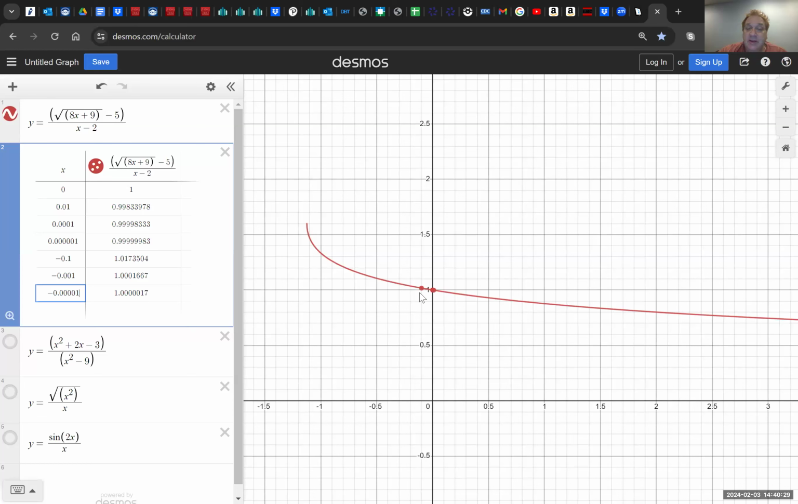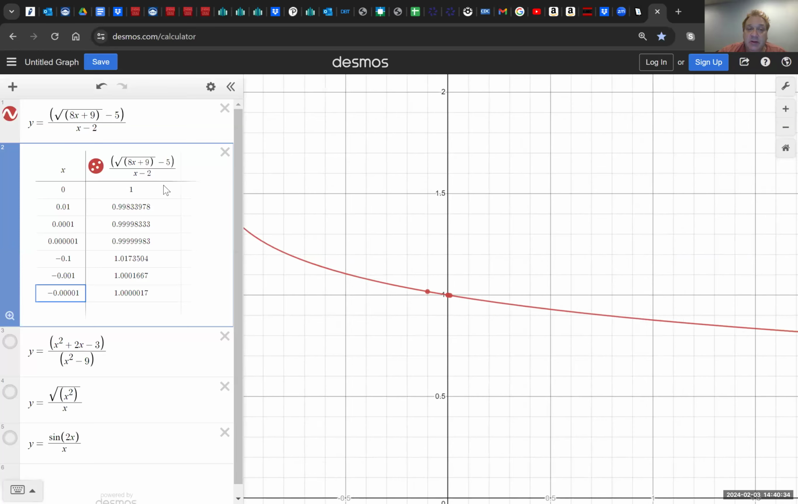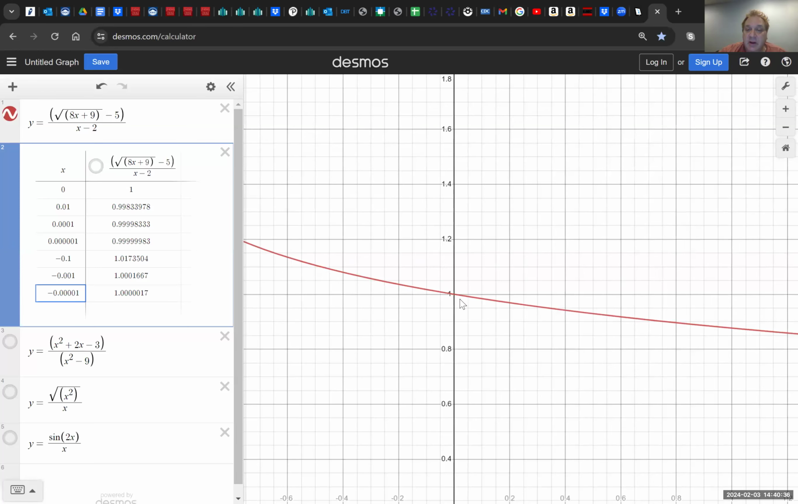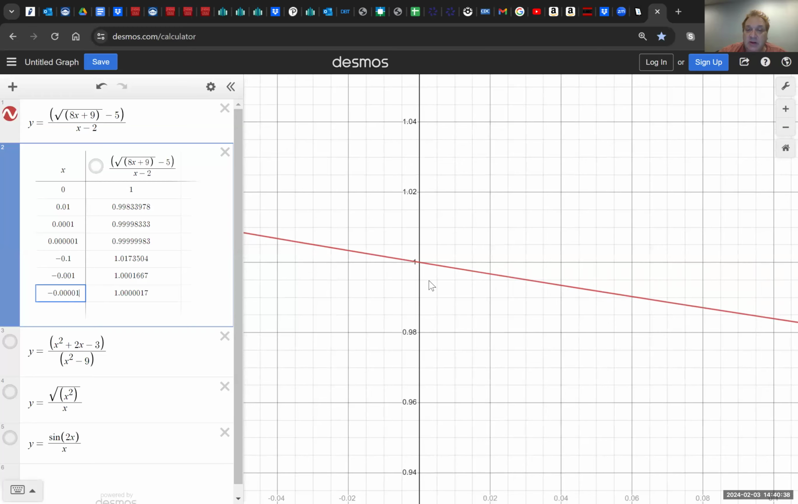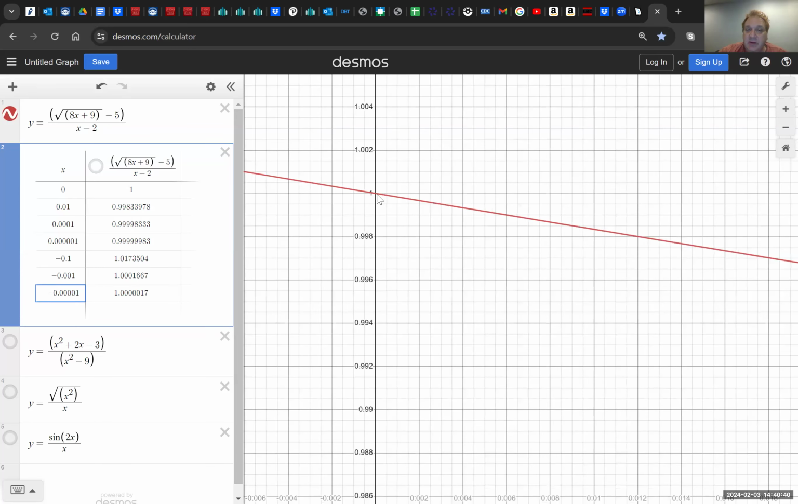All right, well, great. That's how we're going to use the graph and the table. If I want to zoom in, let me get rid of these dots just to make it easier. If I zoom in and zoom in and zoom in, you can see how it's continuous, and you can also see that when x is infinitesimally close to zero, the y value is equal to one.